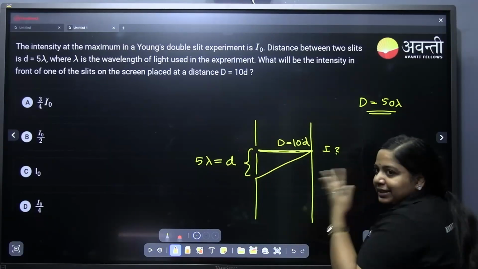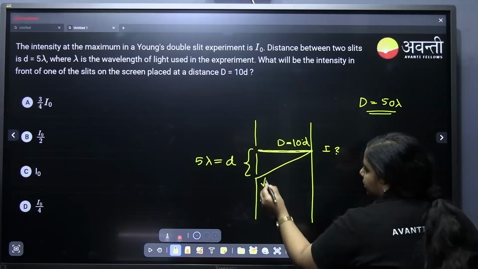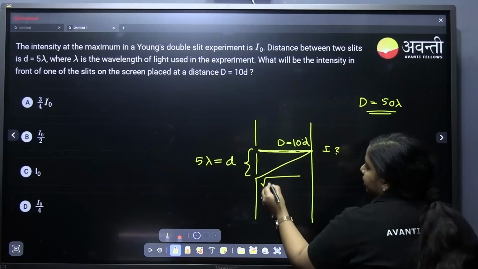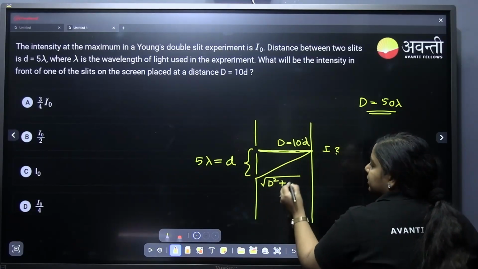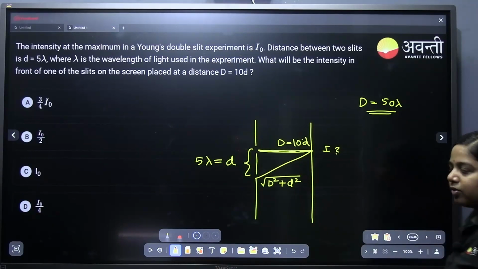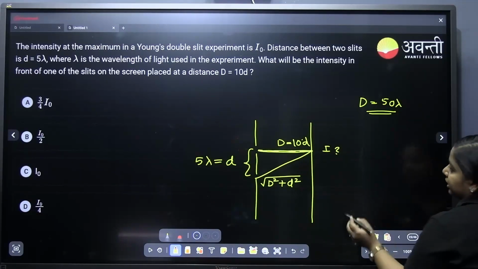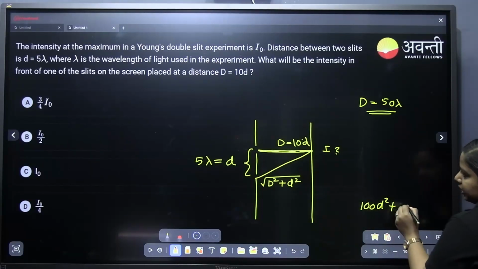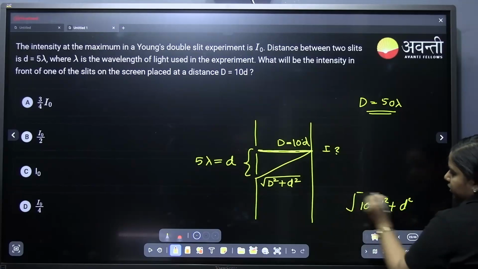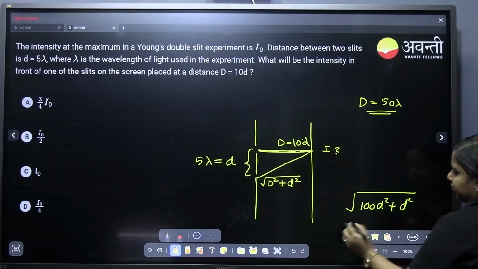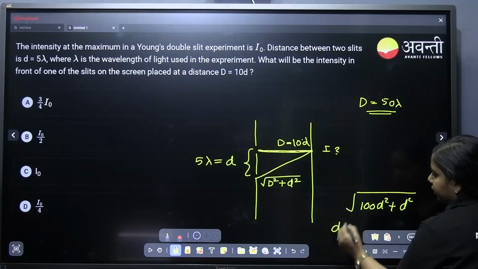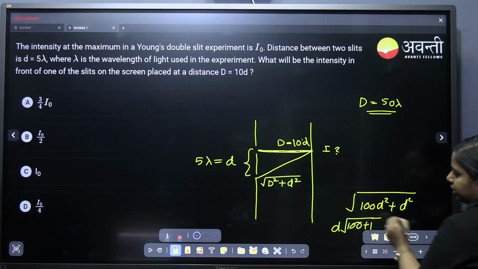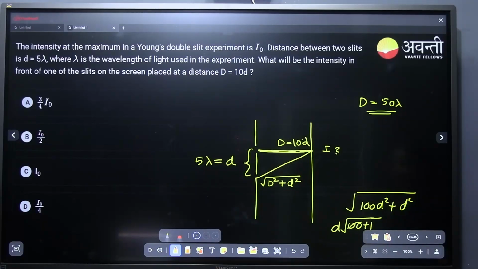Using our Pythagoras theorem, this is our hypotenuse. So this distance will be equal to the root of D square plus small d square. Which we can say is 100 d square plus d square, the whole root. Okay, this will be equal to d into root of 100 plus 1.